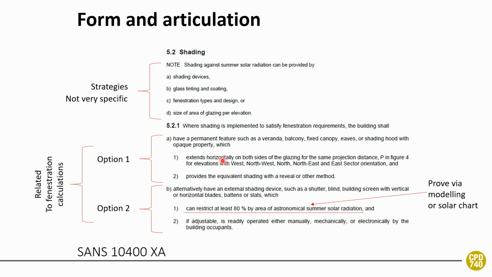You can also follow through with the horizontal shading device, which I would argue would typically work best north, northwest, and northeast. I don't agree with it being on the east and western sides because the sun is usually very low at that point. It doesn't actually make sense that you would do it, but this is part of SANS 10400XA version 2 where they define that.